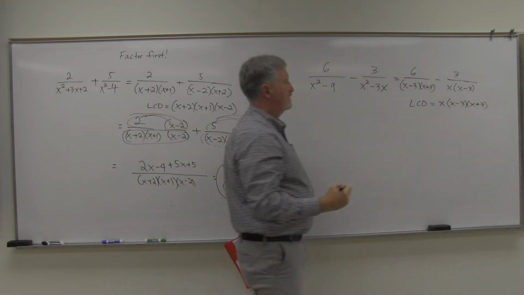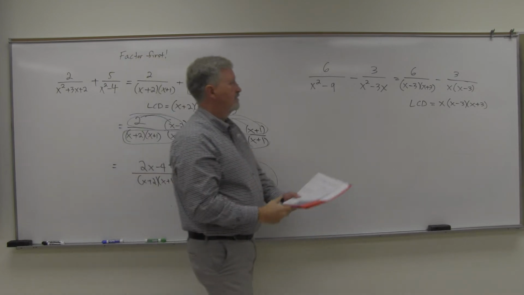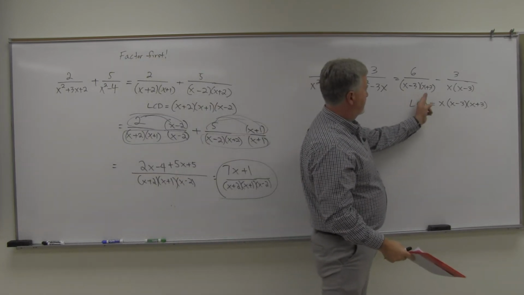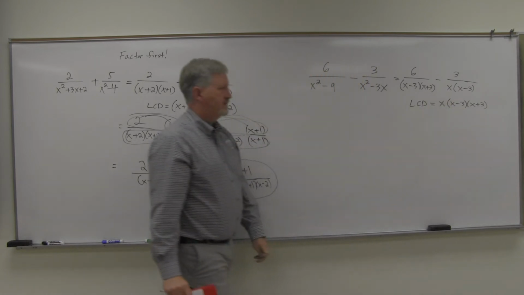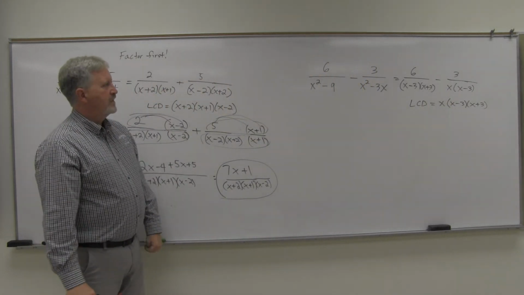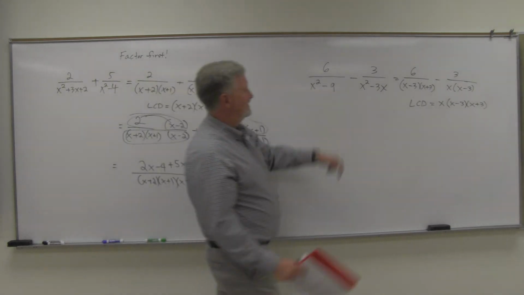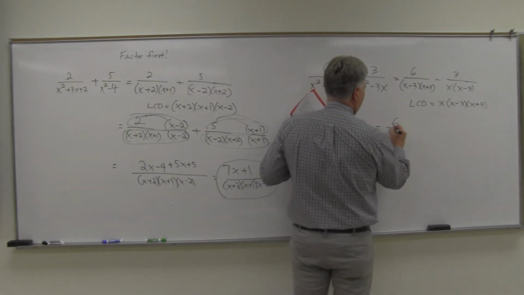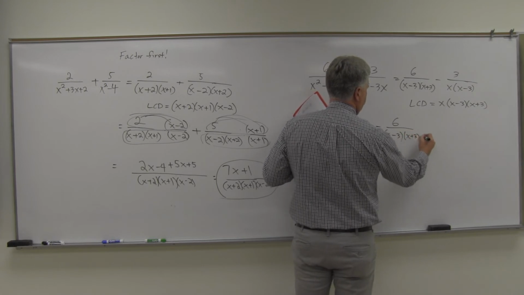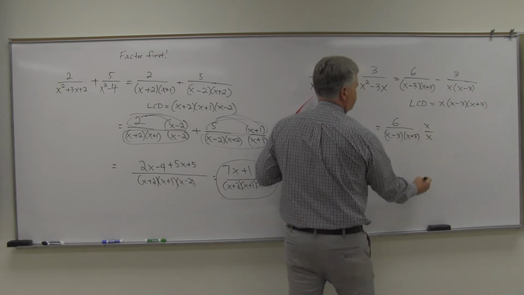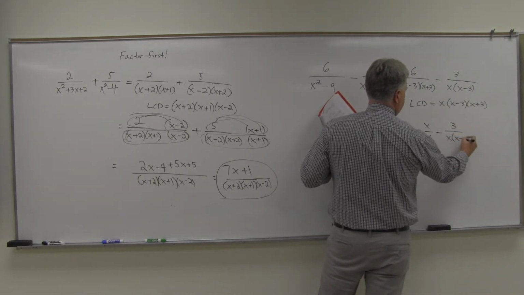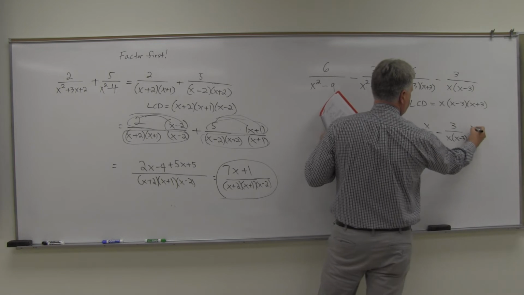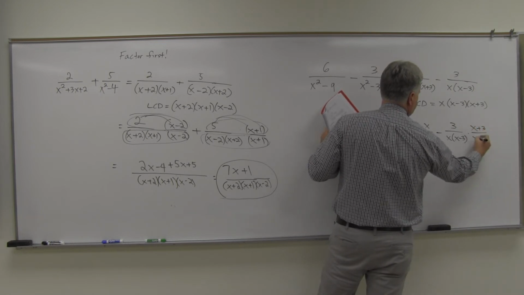Yes? I need 3 factors. I need x minus 3, x plus 3, and then I also need x. I already have the x minus 3. Okay? So what do I multiply the first one by? X, yeah. So 6 over x minus 3, x plus 3, it doesn't have the x, so multiply x over x there. And then the minus 3 over x, x minus 3, well, it doesn't have the x plus 3, so multiply by it.